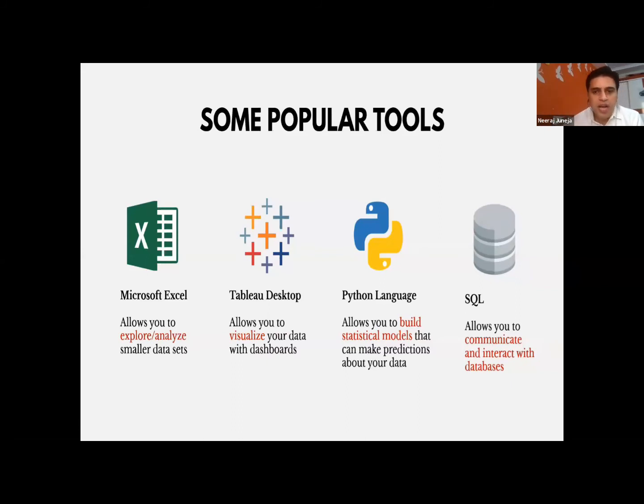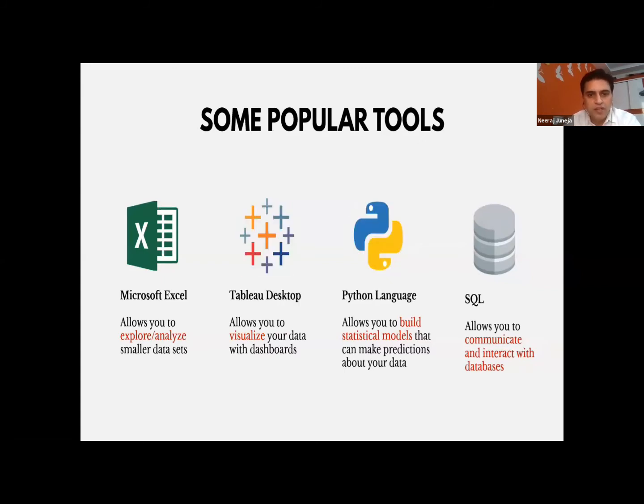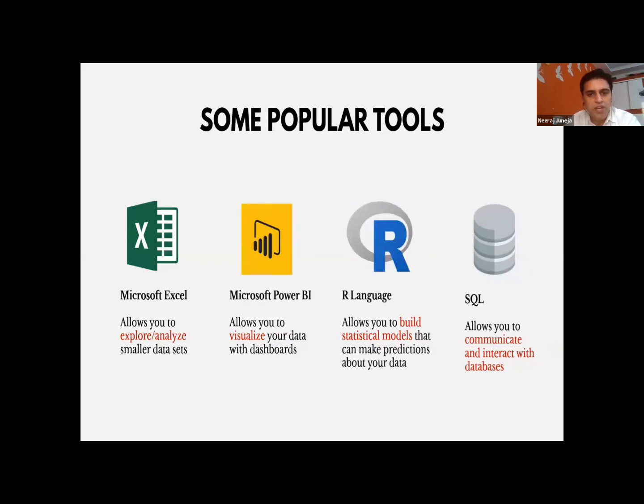Then comes your SQL. SQL allows you to communicate and interact with databases. So whatever databases you have, if you want to pose your queries, if you want to ask something from that database, derive something out of that database, you can go for this conventional tool that is called SQL. And instead of these two, Tableau and Python, you can also use Microsoft Power BI, and in place of Python, you can use R language also, right? The functionalities are similar. There is no difference in the functionalities.